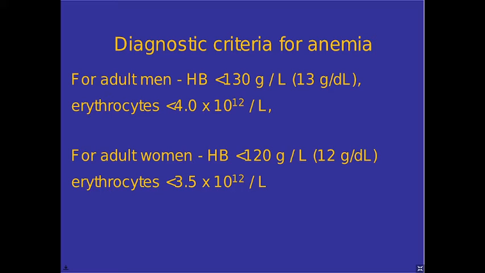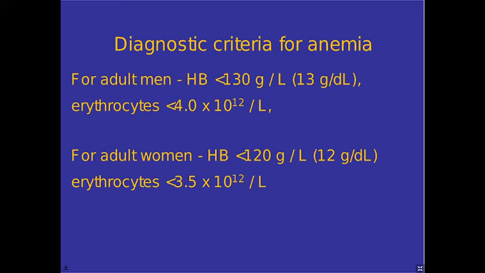Red blood cells, erythrocytes, lower than 4. For the female population, requirements are different. Please pay attention: hemoglobin level less than 120, erythrocytes less than 3.5. Of course, these are just, I would say, the cutoff values of anemia. How can we detect this pathological syndrome for sure?